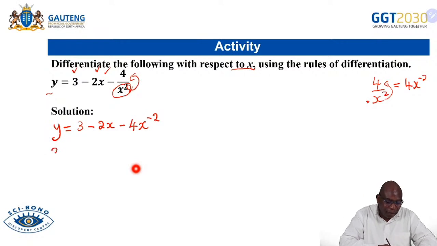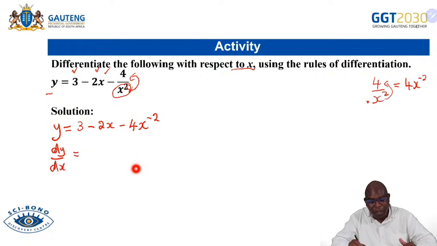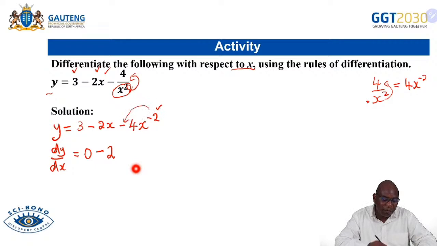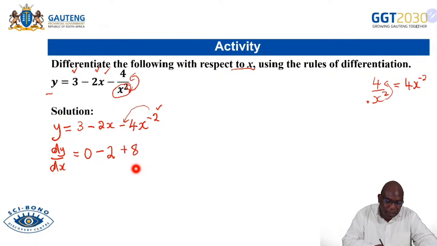So I write dy over dx equals, now I'm differentiating. You see, I did not differentiate 3, I did not differentiate 2x before I wrote that one properly. Okay, so now let's differentiate. The differentiation of a constant is 0. The differentiation of 2x, we've already done that. It's 2. The differentiation of this one, pay attention now. It's minus 2 multiplied by negative 4. So you must multiply it with the negative. So the answer there will be plus 8x. Then I subtract 1 from the exponent, and I'm going to get minus 3.